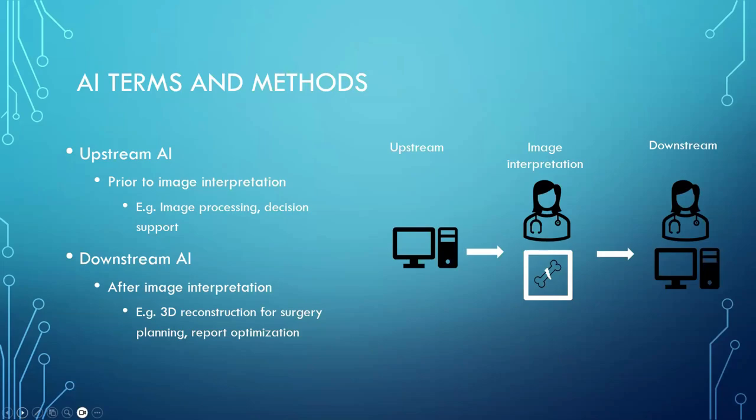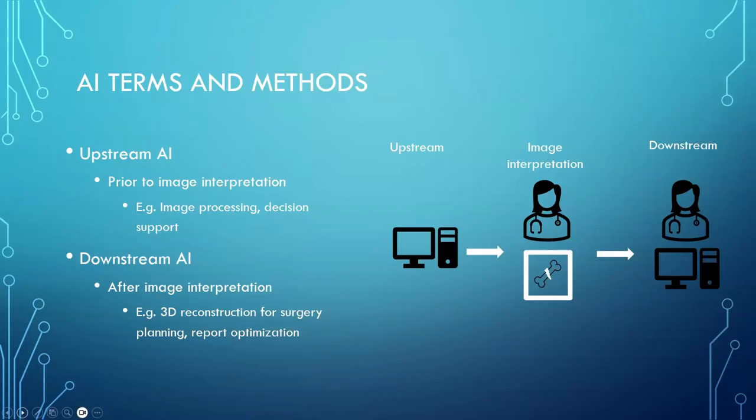Upstream AI would be algorithms that are deployed prior to image interpretation. These could be related to image processing. They could be related to decision support. They may even be further upstream. They might assist the referring physician in determining what the appropriate study to order would be.